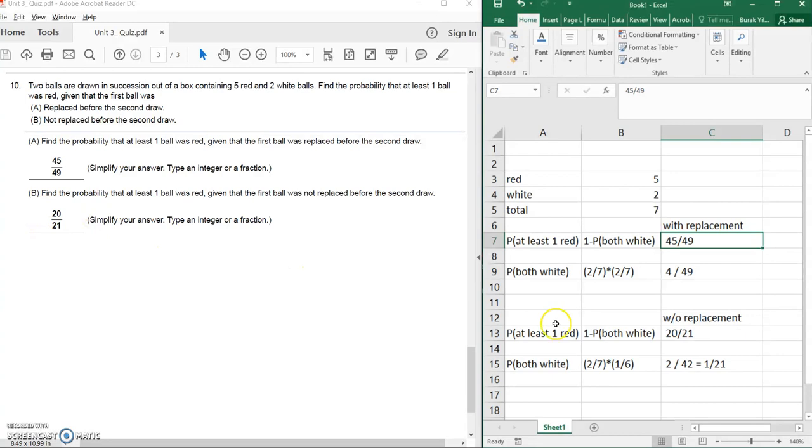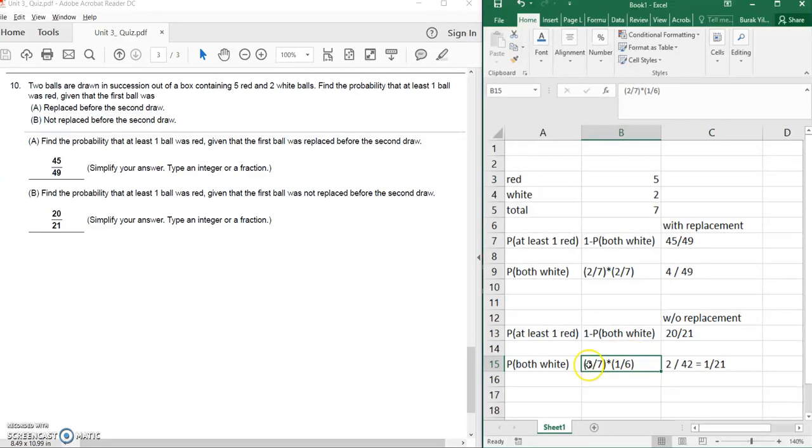And then for B, it's the same problem, but this time without replacement. So you pull the first ball and you put it aside. You don't put it back into the bag. So again, the same thing. We're going to figure out the probability of both of the drawn balls being white. The first ball would be 2 over 7, same thing as here. But for the second ball being white, you pull the white, and now there's only one white ball left, and there's a total of 6 balls left. There's still 5 red and 1 white, so that's 1 out of 6. The second ball being white would be 1 over 6.